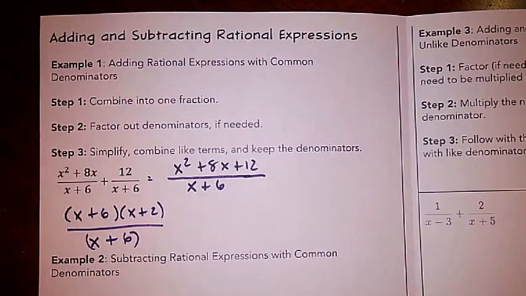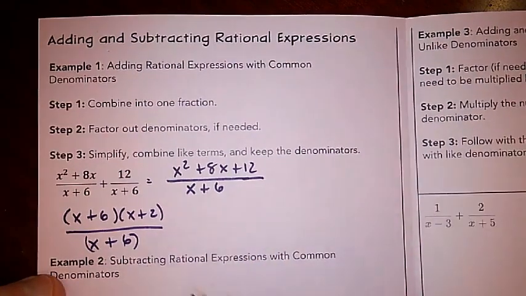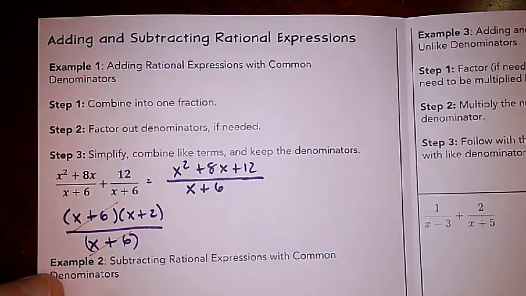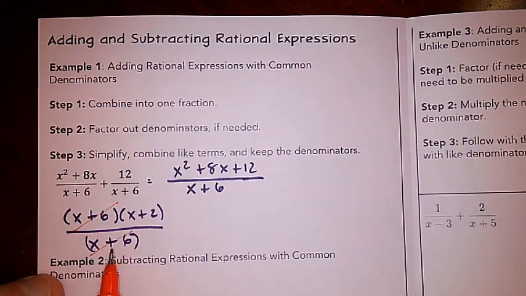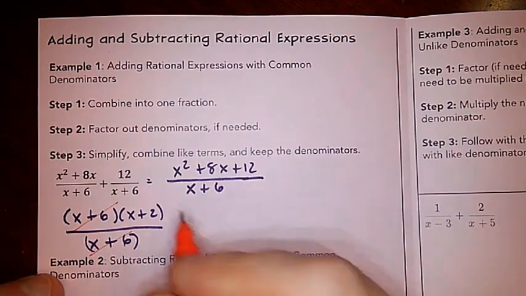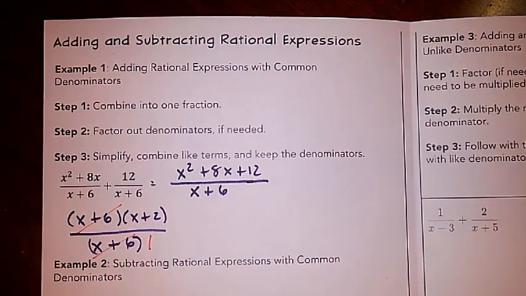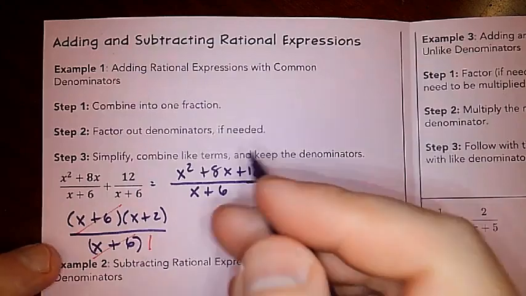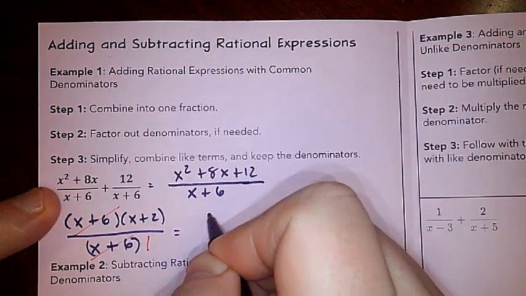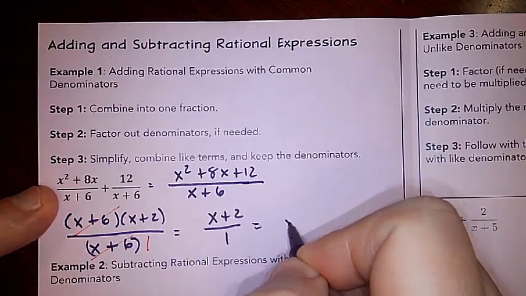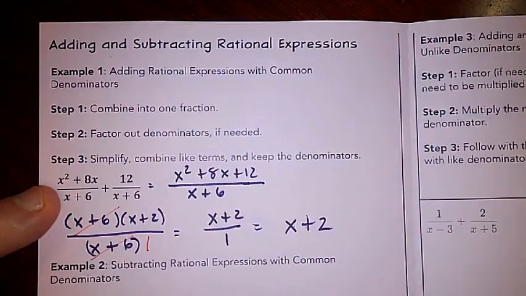We notice that we can do some cancellation. This will not always be the case, but in this example, there is cancellation. I'm going to cancel the x plus 6 with this x plus 6. Again, when we are canceling everything out of either the numerator or the denominator, I want to make sure that I put a 1 there. So that way I remember that there is still a 1 there. So this leaves me with x plus 2 divided by 1, or I could just write this as x plus 2.